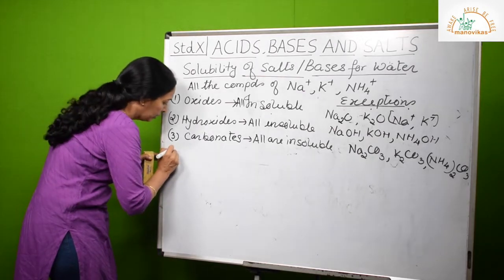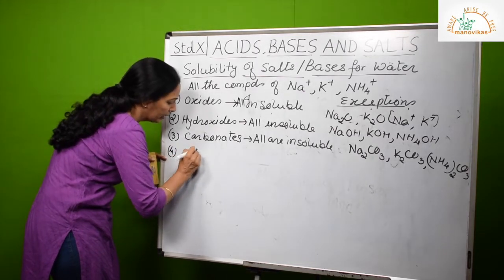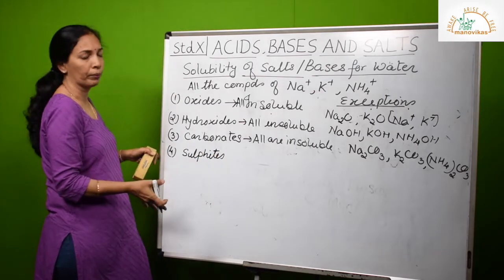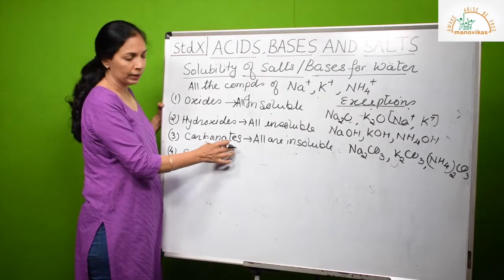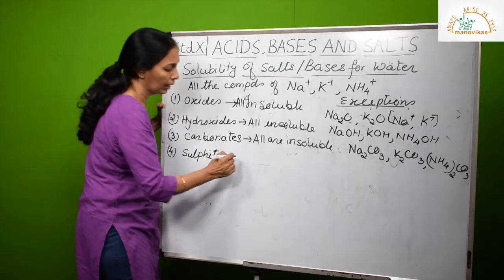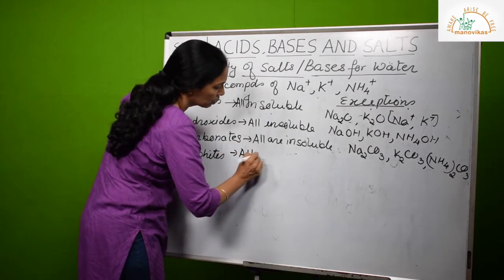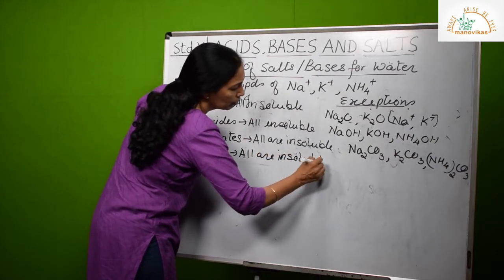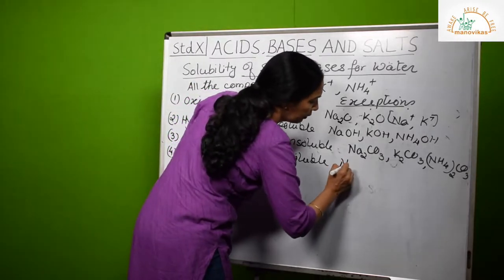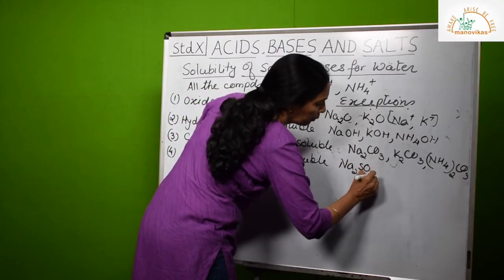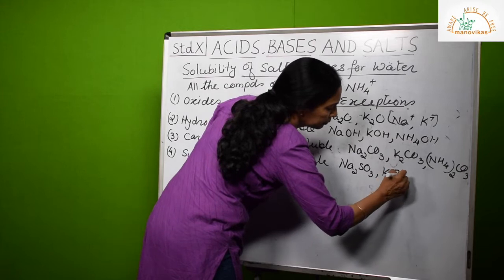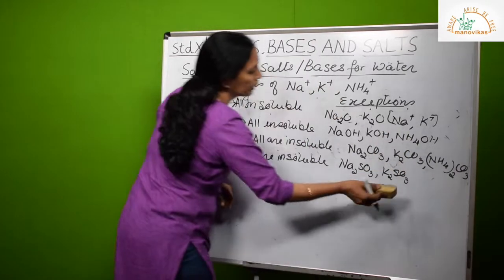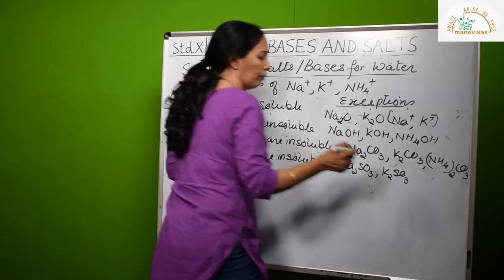Then fourth one comes sulfites. What are sulfites? Sulfites are almost similar to carbonates. This is CO3 2 minus ion, this is SO3 2 minus ion. They all are insoluble. Again same, soluble except sodium sulfite, potassium sulfite and ammonium sulfite. So sodium, potassium and ammonium.